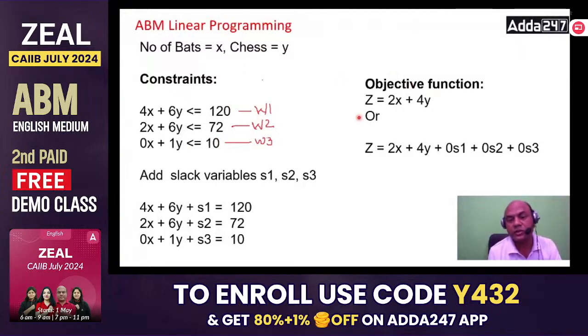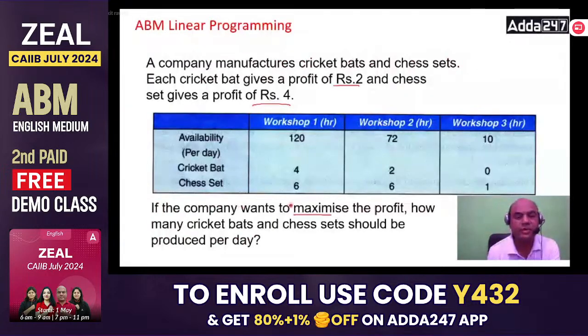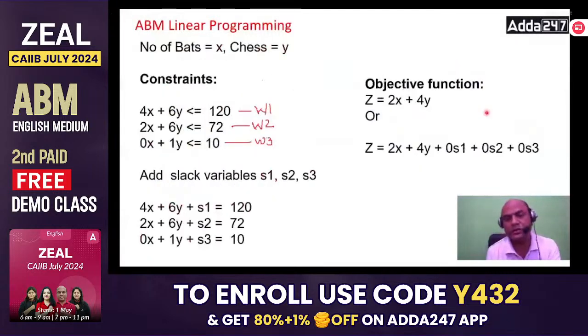And what is the objective function? Z. Z is what? See this. What is Z asked? Profit. Profit of 2 rupees on one bat and profit of 4 rupees on one chess set. So 2x plus 4y, that is your profit, right? If bat is x and chess is y, 2x plus 4y. Okay. So this is your objective, 2x plus 4y. So this should be a maximum objective. Okay. Now this is the basic objective in the graphical method.